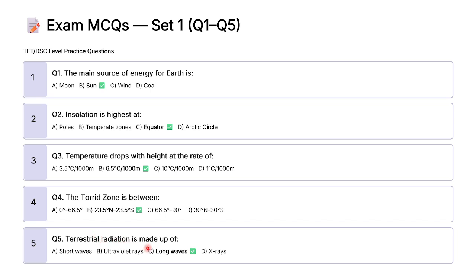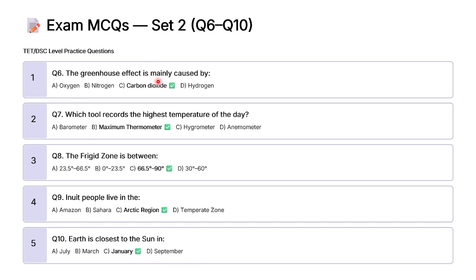Terrestrial radiation is made up of short waves, ultraviolet rays, long waves, or X rays. The right answer is long waves. The greenhouse effect is mainly caused by oxygen, nitrogen, carbon dioxide, or hydrogen. The greenhouse effect is mainly caused by carbon dioxide. Which tool records the highest temperature of the day? Is it the barometer, maximum thermometer, hygrometer, or anemometer? The right answer is the maximum thermometer.